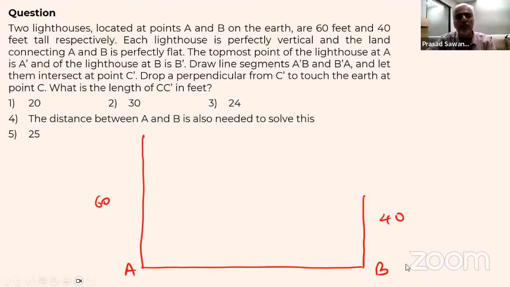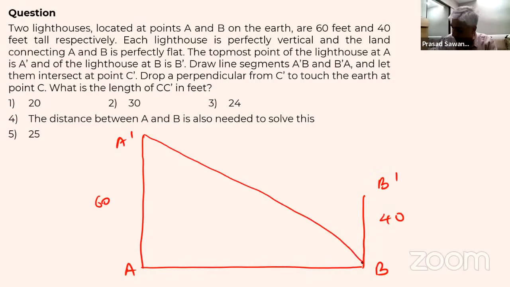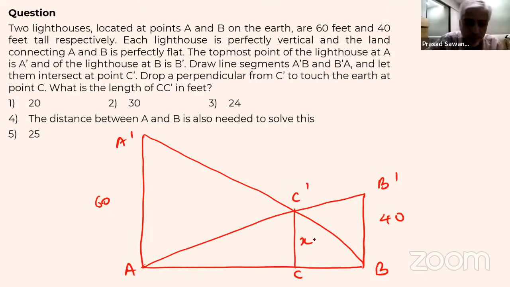Yeah. So we've got this much, 60 and 40. Now, what have they said? The topmost point of lighthouse A is A dash, and B is B dash. Now, draw line segments A dash B, that is, join this line segment here and this line segment here, and let them intersect at C dash. From C dash, drop a perpendicular down to touch the earth at point C. So this is C. Find this, C dash.